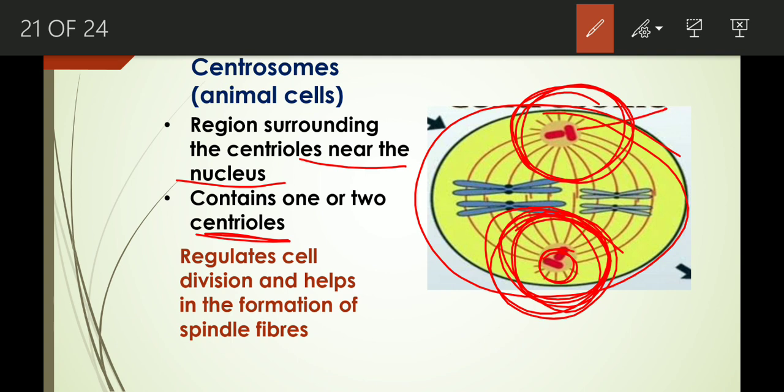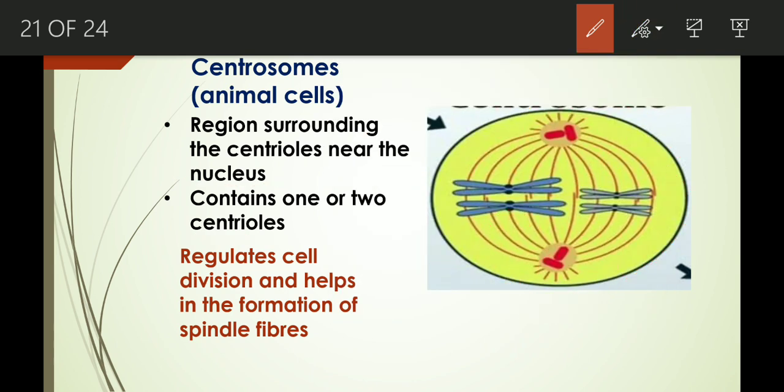Clear? So the main function of centrosome is to regulate the cell division. How does it regulate cell division? Actually, it helps in the formation of spindle fibers. These structures are the spindle fibers on which the chromatin fibers or sister chromatids get attached during the cell division. Later on I will discuss cell division, but for now you need to understand that centrosome regulates cell division, but how? By the formation of these spindle fibers. Clear?